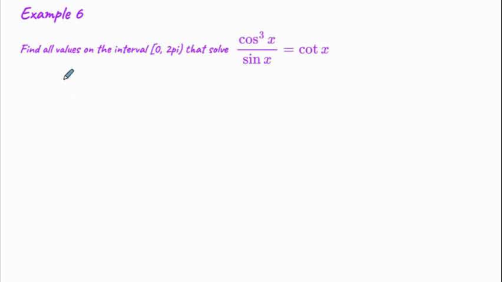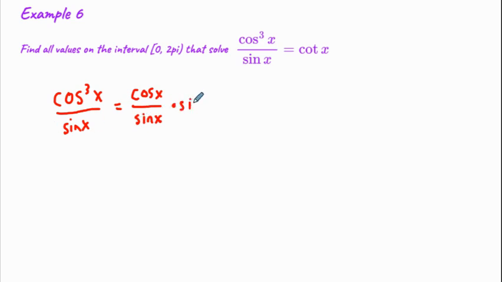So let's go with cosine cubed x over sine x. And you know what I'm going to do? I'm going to take time to write cotangent in its cosine sine form. That's a quotient identity. One of my quotient identities is that cotangent is cosine over sine. Now, this is nice because what we have is two fractions with the same denominator, sine x. So I can multiply that out.